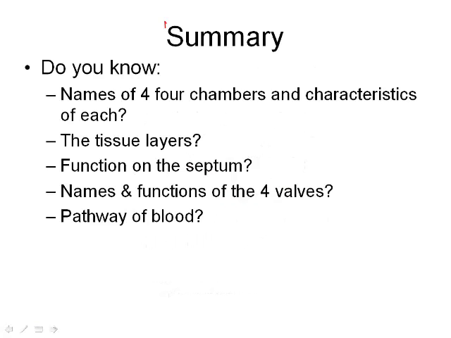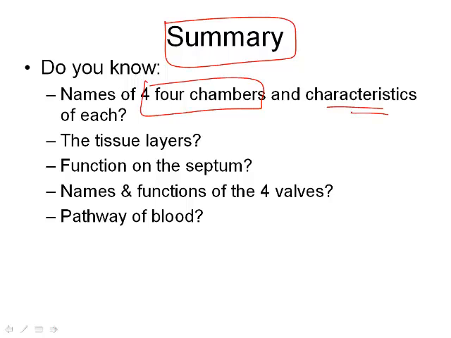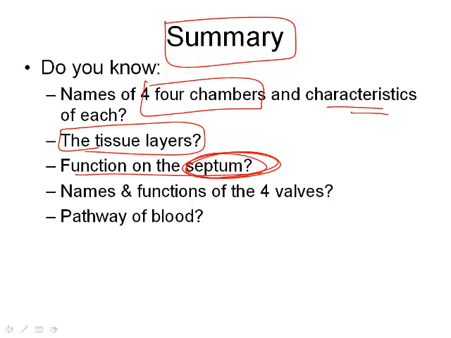So what do we need to know? And just remember, this is the bare bones. We're going to be going over all of this in class. We're going to talk about the four chambers, which should be fairly easy, and some characteristics of each. You need to know the three tissue layers, and really not more than just what they are. The functions of the septum, which you should figure out for tomorrow. The names and functions of the four valves, and by functions I mean what each is separating. And then this is the big one, the pathway. We're going to be doing a little activity to help us remember the different parts of the pathway.